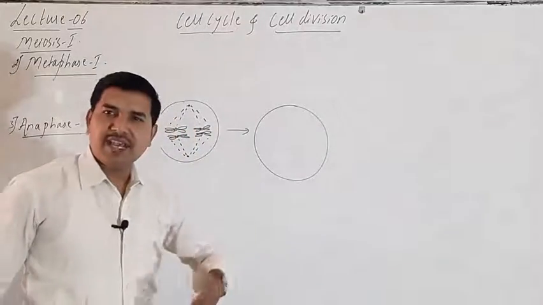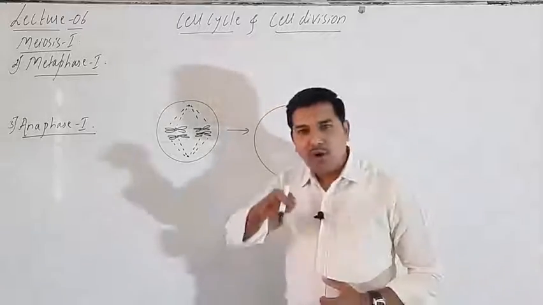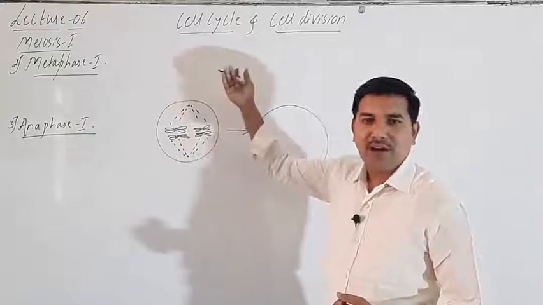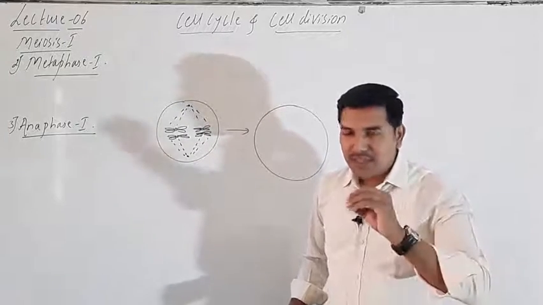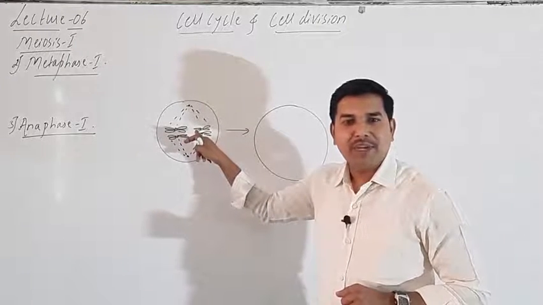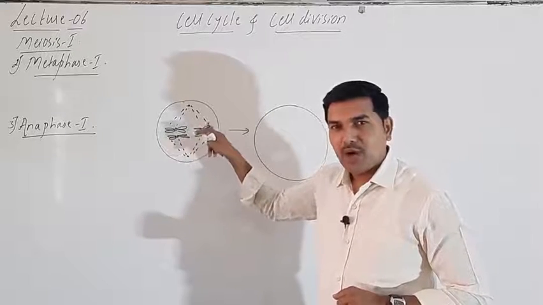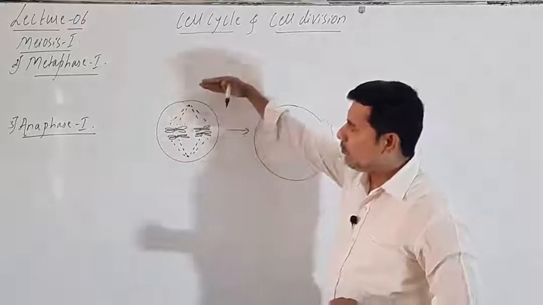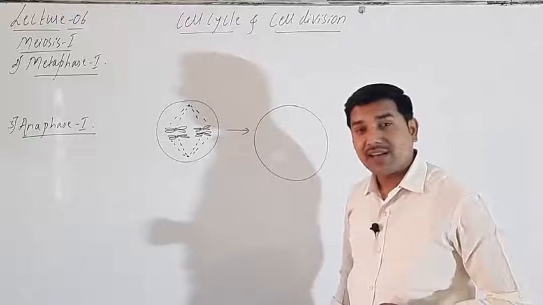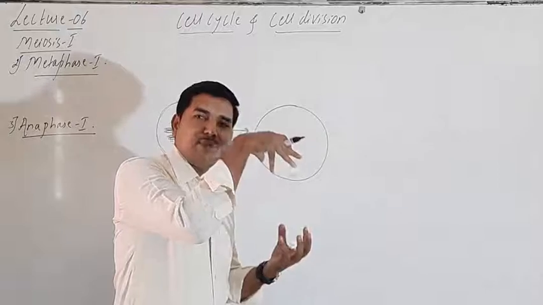So after the metaphase we have anaphase. What happens in the anaphase? Anaphase is a condition where the spindle fibers contract and pull the chromosomes, and the chromosomes start moving towards opposite poles. The total number of chromosomes arranged here is 23 pairs, that is 46. Out of these, half of the chromosomes will move towards one pole and half towards the other pole.